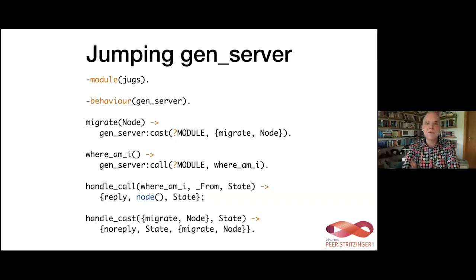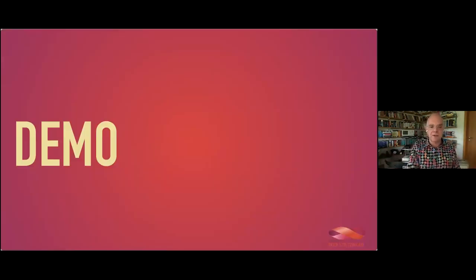So how can we use this in a gen server? I have a slightly modified gen server in my demo where I added a little feature. I have a function migrate, which sends a message migrate. And here, you see handle cast has a new thing, so you can actually have a new timeout here, or you can put hibernate here. And I added migrate and the new node. By this, the gen server should actually go to the new node. Let's have a look at this.